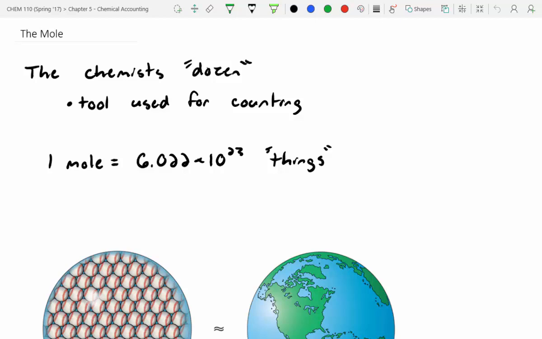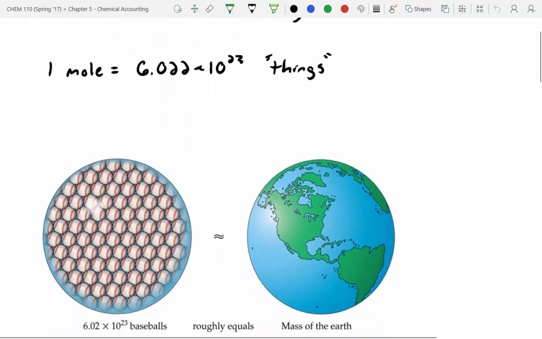So last week we finished up talking about the mole, and we said that the mole is a counting tool for chemists. In particular, we said that 1 mole is equal to 6.022 times 10 to the 23rd things, right? Does anybody remember the chemist that came up with this number? Avogadro. He's a funny-looking guy. I meant to put a picture on here of him.